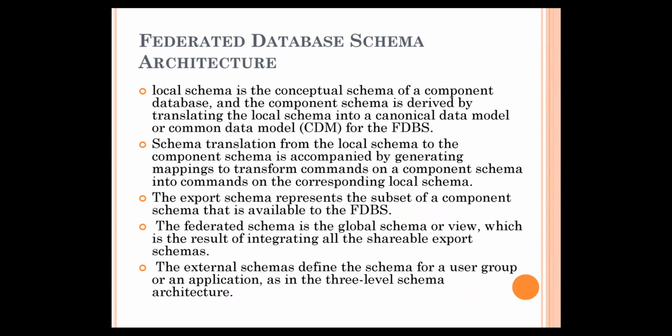The component schema is derived by translating the local schema into a canonical data model or common data model, called CDM, for the FDS. So in a federated database management system, the global schema will be different, the LCS will be different, the LIS will be different. If each one has different languages and query processing techniques, then we go for a common data model. The different models will be converted into the common or canonical data model through CDM mapping of one model to another so that it suits.